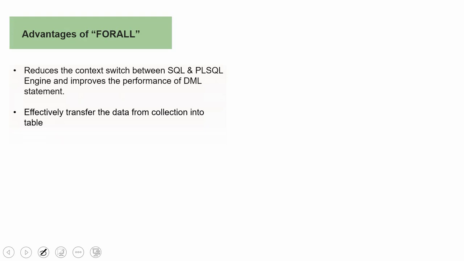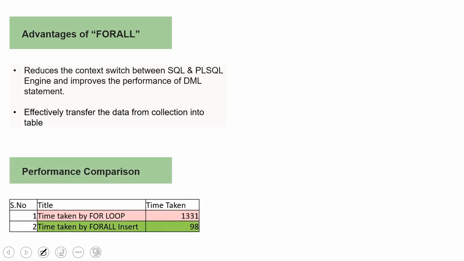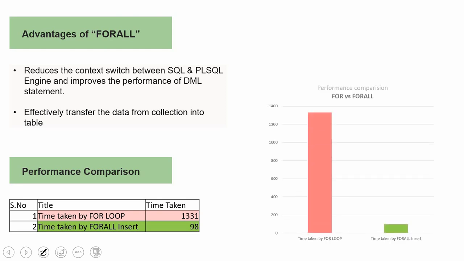And here is a key advantage of why we use the FORALL keyword. The main difference between FOR and FORALL is the context switches. FORALL will minimize the context switches between the SQL and the PL/SQL engine, helps us improve the performance of the statement, and helps us efficiently transfer the data from a DML statement into the table. So here is a performance comparison you can see when we use the same implementation using FOR and FORALL. This time I have taken 6 lakh records which I was trying to insert into a table using a FOR cursor and also using the FORALL statement. So here is the time difference taken for the FOR iteration and the FORALL iteration.